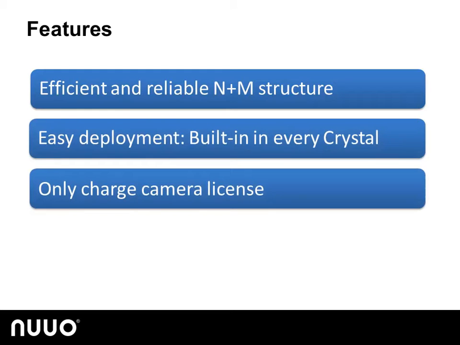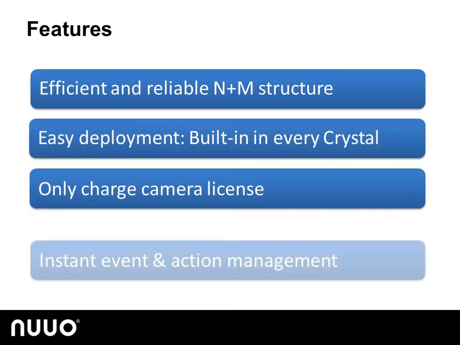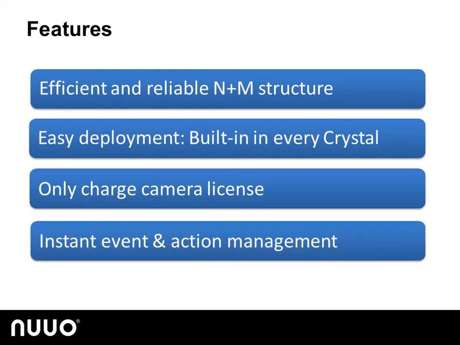For instance, let's say a system has 100 camera channels and would benefit from having the recording failover feature. To enable this feature, all the user needs to do is prepare the recording failover server plus the ultimate camera licenses for the 100 channels in the system. It also supports instant event and action management when events occur. By the way, please remember this feature is only available to ultimate level users.